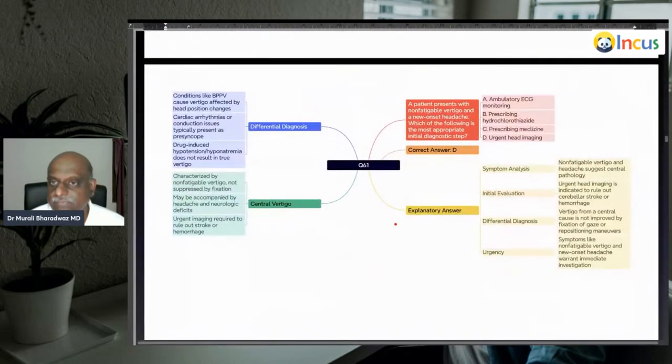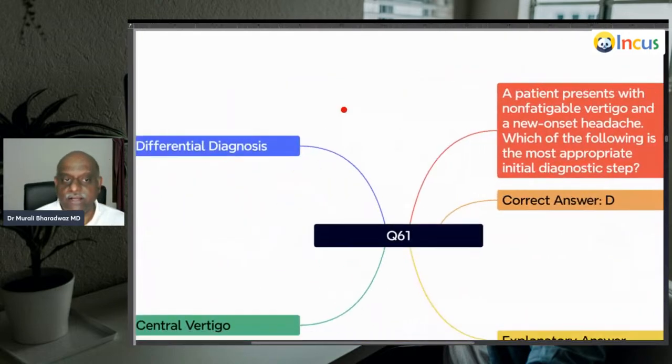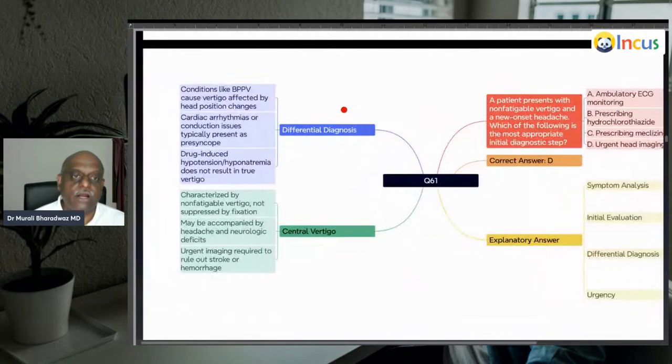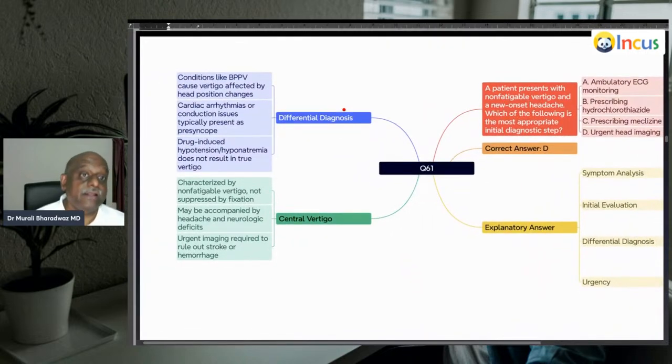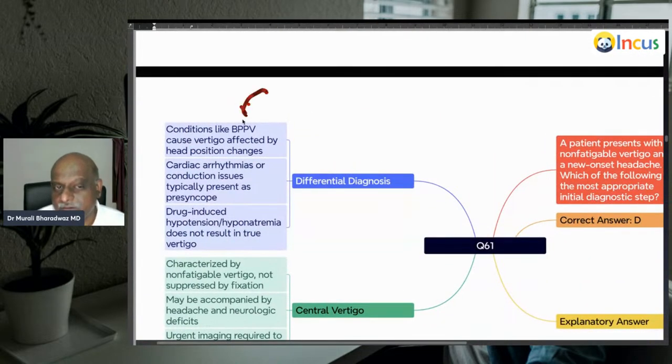Now, doctor, a patient presents with non-fatigable vertigo, new onset headache. What is the important step? So always, whenever vertigo is there, it is of two types. One is called central vertigo, other is called peripheral vertigo. If it is a peripheral vertigo, like benign paroxysmal positional vertigo, vertigo is affected by the changes in the position of the head.